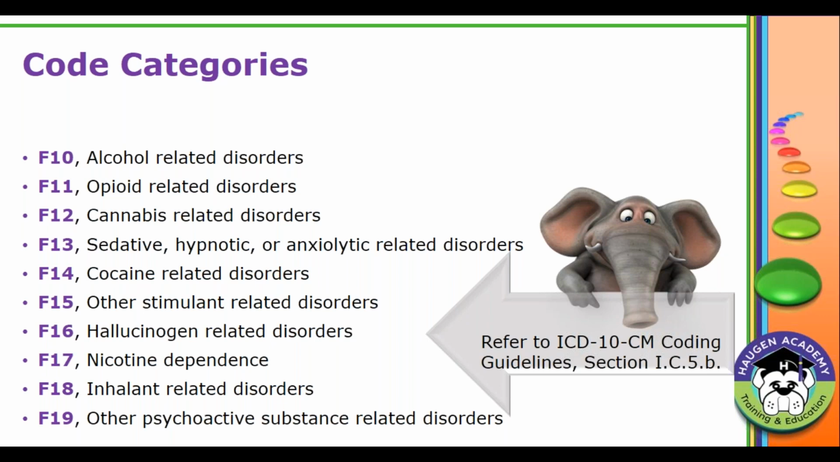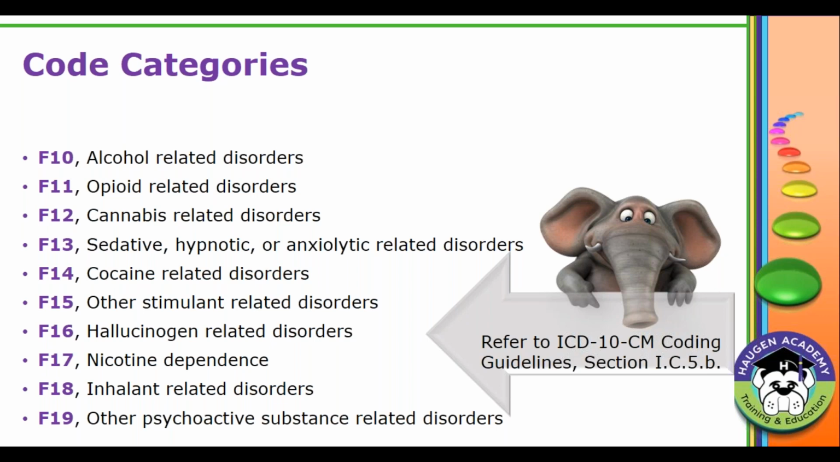So the code categories again are listed here. I think those of us who code the substance abuse a lot are familiar with the F10 codes for alcohol and the nicotine dependence in F17. Those of us living in Colorado and other states where marijuana is legal are probably familiar with the F12s. And I think with the current opioid crisis, all of us are probably familiar with the F11 category of codes.